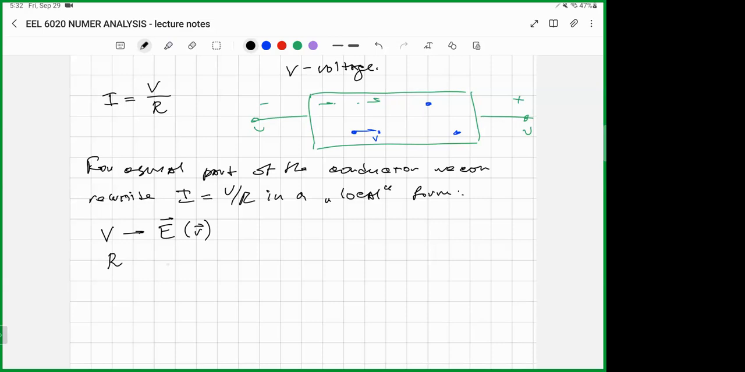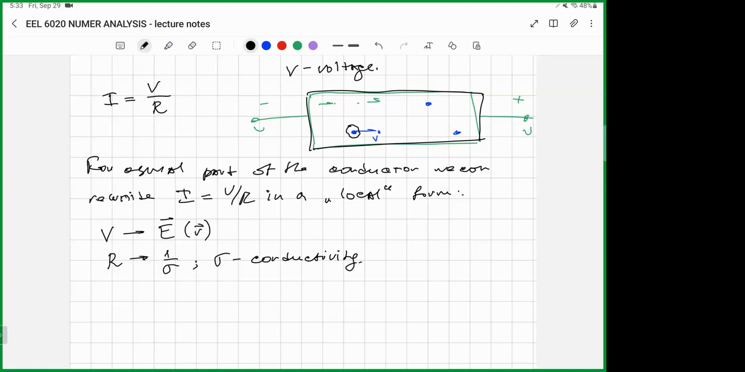Okay, we also can substitute the resistance. So this R capital is the resistance of the entire big system. But now when we consider a local area in this conductor, we need to introduce something else, like a local characteristic. And this local characteristic is given by 1 over sigma. And this sigma is conductivity. So conductivity is kind of opposite to resistance. The stronger conductivity, the lower resistance, and vice versa.